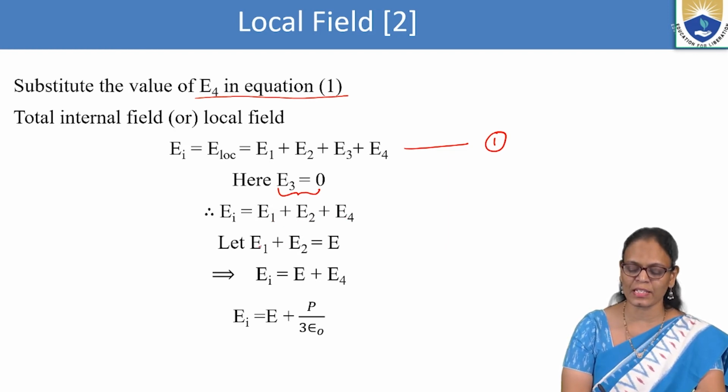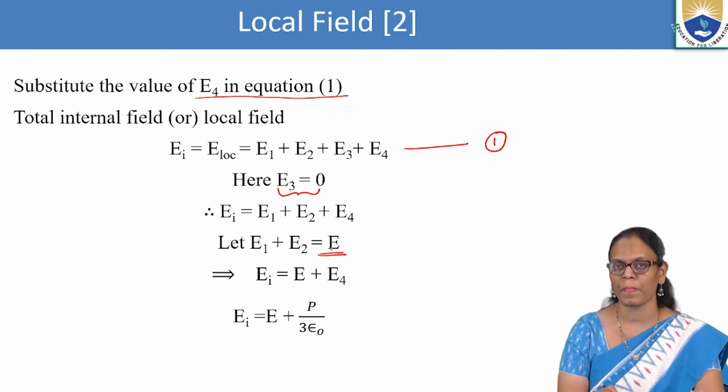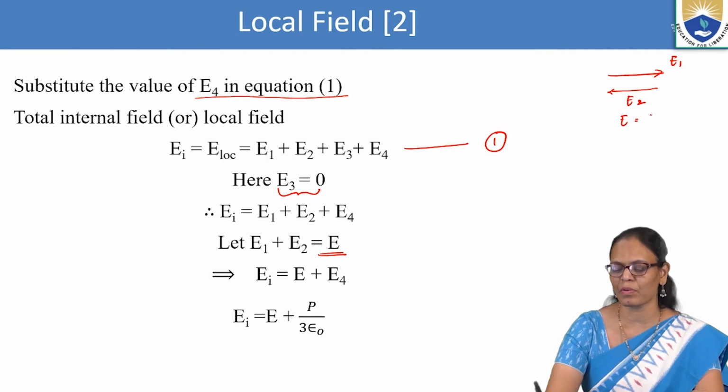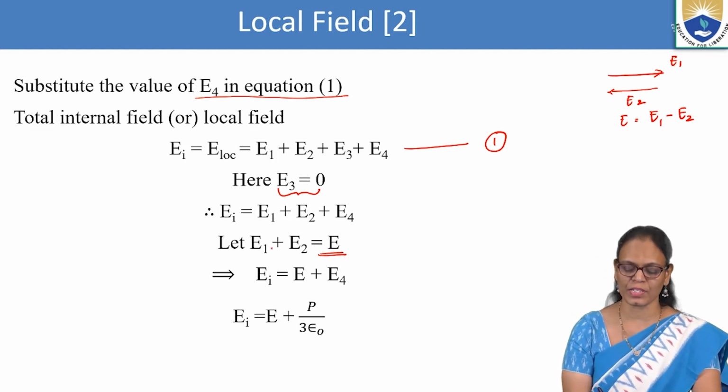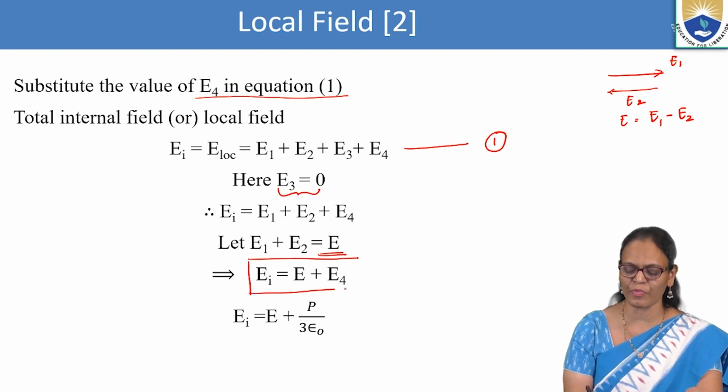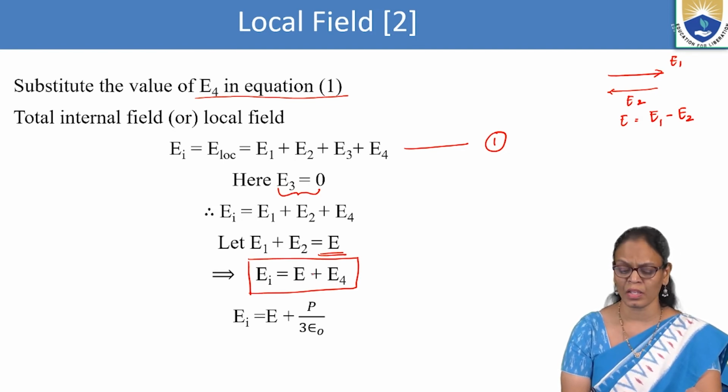And we have seen E1 and E2 are opposite in direction and the resultant is given by E. If E1 is in this direction, E2 is in the opposite direction. So the resultant E will be E1 minus E2, if you are considering the direction also. So what will be the total resultant field now? E local will be equal to E plus E4. E is the resultant of E1 and E2, and E4 is what we have derived now.